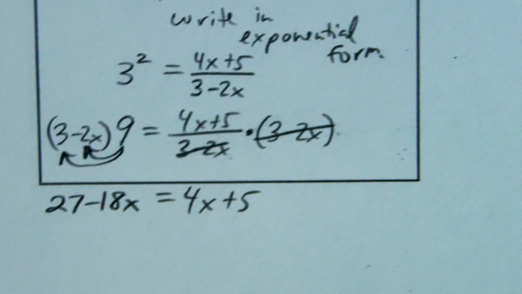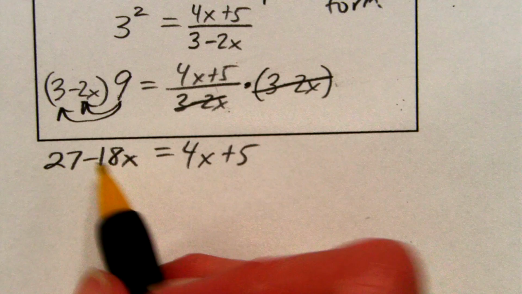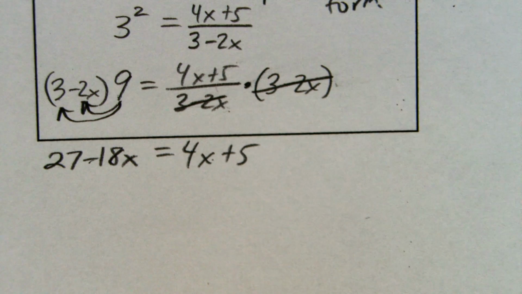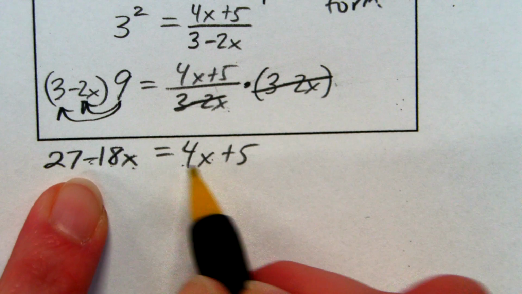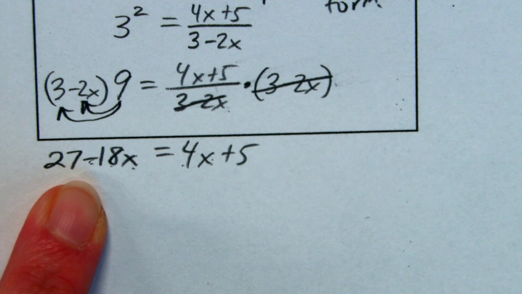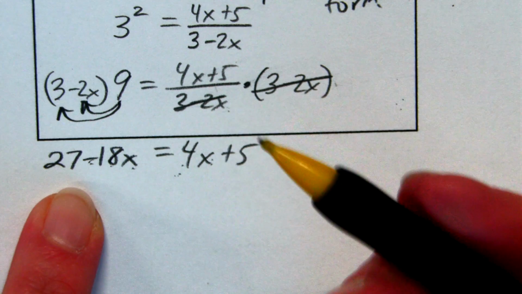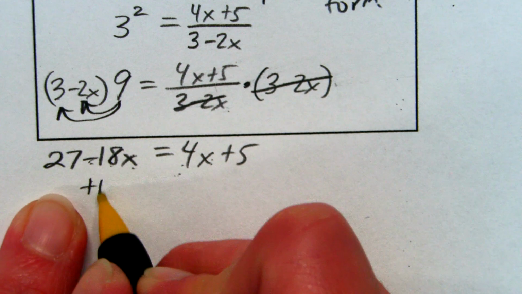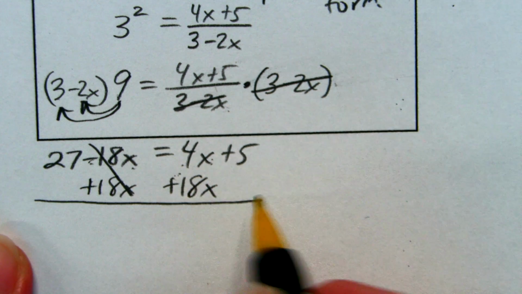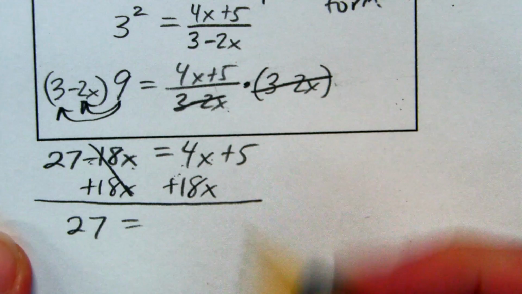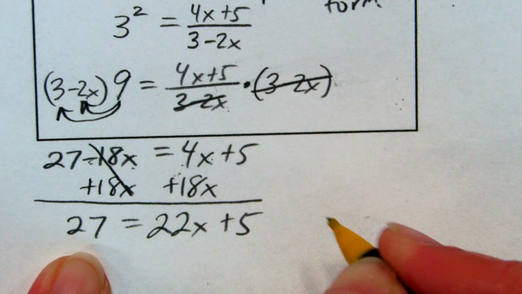So this is kind of a lengthy problem, but we're getting closer because now we're down to just 8th grade math again, 8th grade, 9th grade math. So I have minus 18x here and 4x here. I want all of my x's on the same side. I could subtract 4x, but then that makes lots of negatives. I prefer to make them positive. So I'm going to add 18x instead and get rid of this term just because I like keeping things positive. So I get 27 equals 22x plus 5.